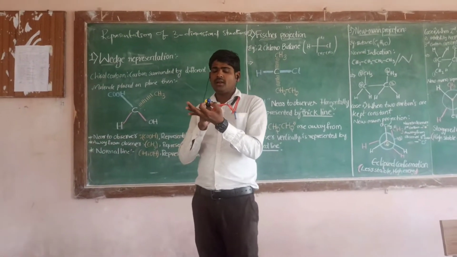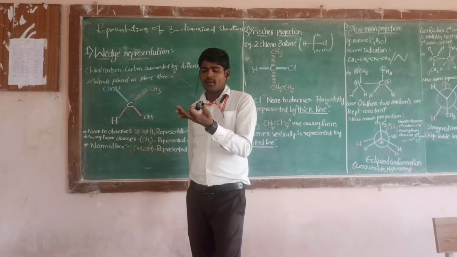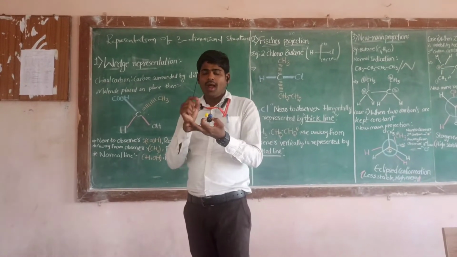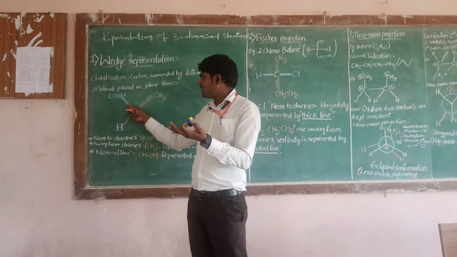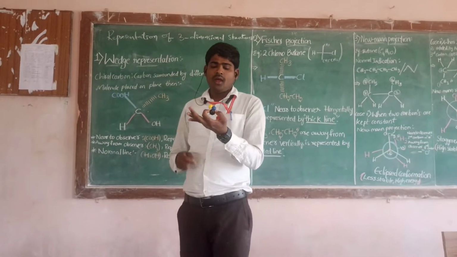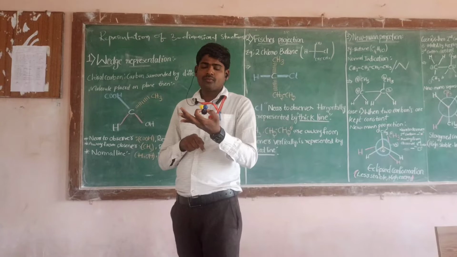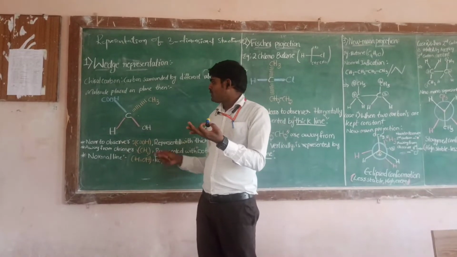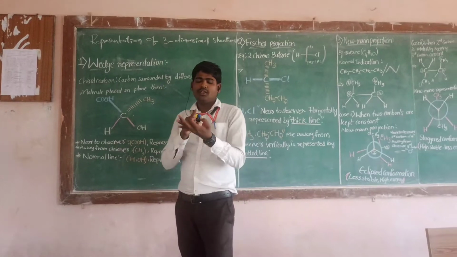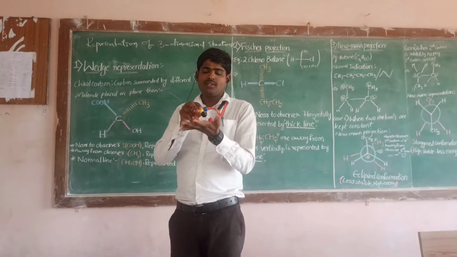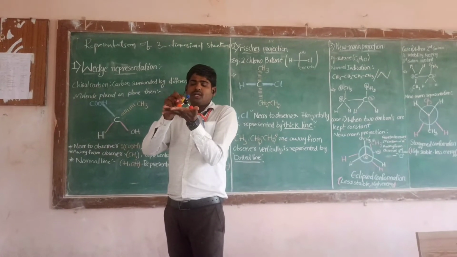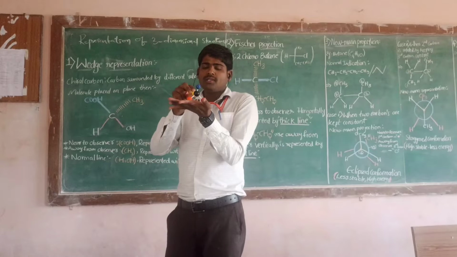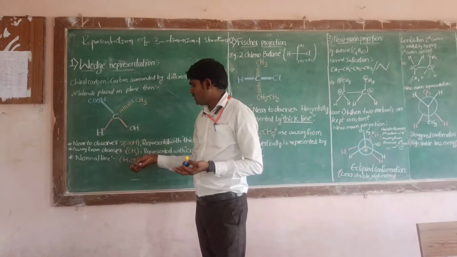The central atom is carbon, and the atom near to the observer is represented as a thick line, for example, here carboxylic acid. And the atom away from the observer is represented as a dotted or shaded line, here CH3. The remaining two atoms are in the plane of the paper, so plane of the paper atoms are represented by normal lines.